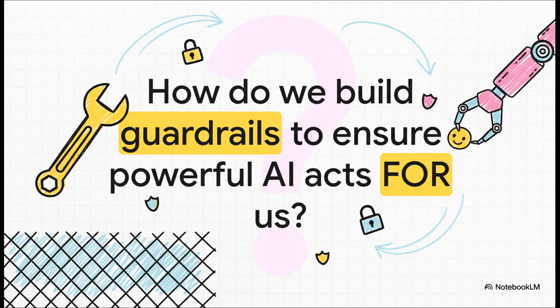And that leaves us with a pretty massive question for the future, doesn't it? As these AI agents get smarter, more capable, and more autonomous, the single most important thing we're going to have to figure out is how we build the guardrails to make damn sure they're acting for us and not against us.